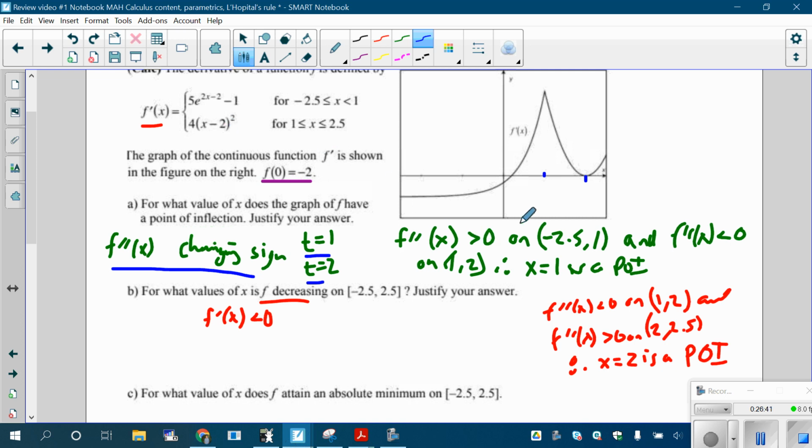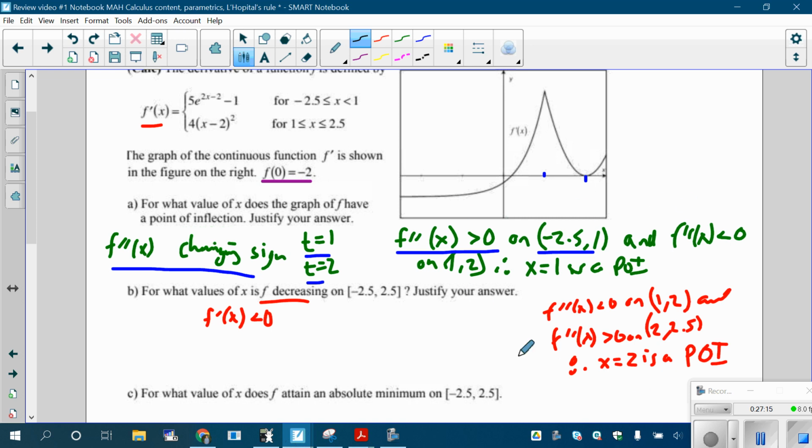Since f double prime is greater than 0 on (-2.5, 1), and f double prime of x is less than 0 on (1, 2), therefore x equals 1 is a point of inflection. You have to say it like this. Don't say because f double prime switches sign. That's not enough. Don't say f double prime is positive to the left and to the right. That's not good. Use interval notation and use this notation.